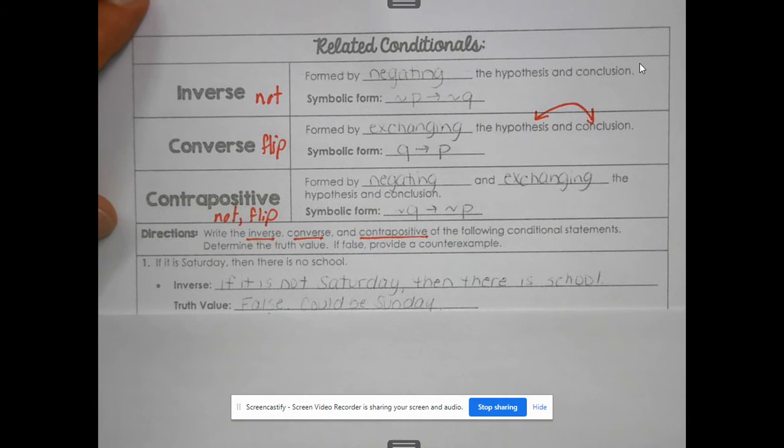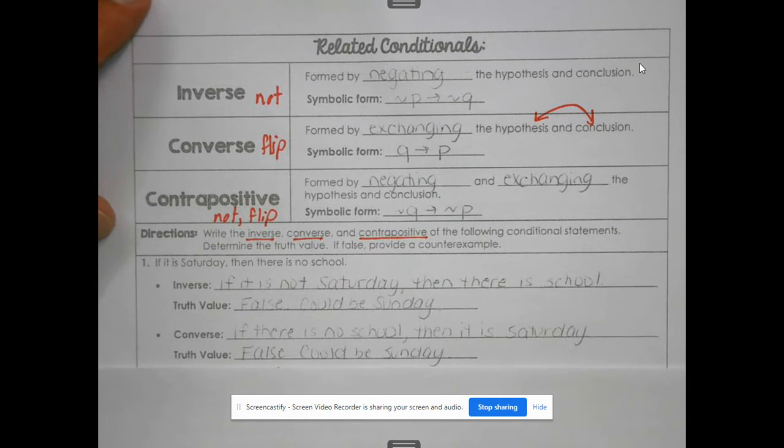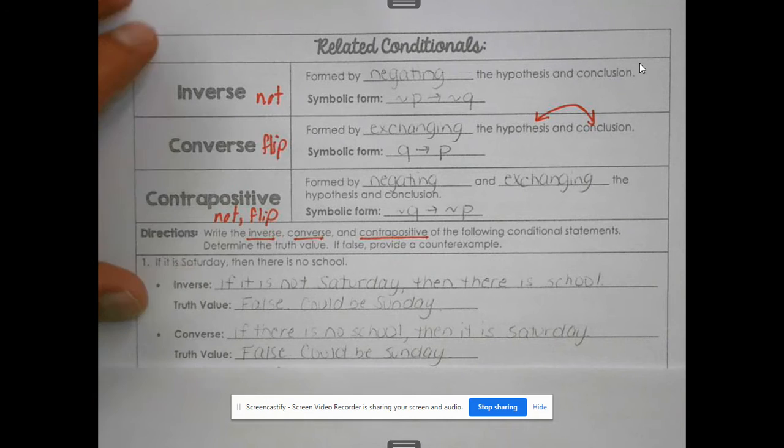Next one, the converse. This is where we flip. If there is no school, then it is Saturday. Well, that's also false, right? If there's no school, it could also be Sunday.